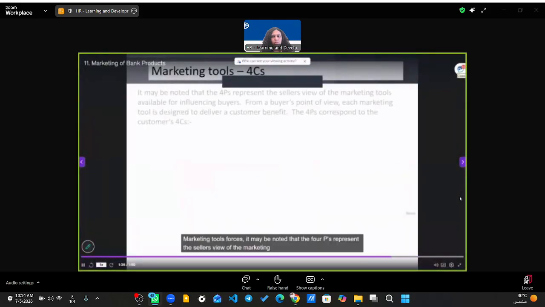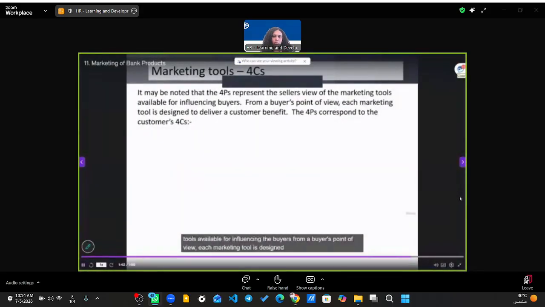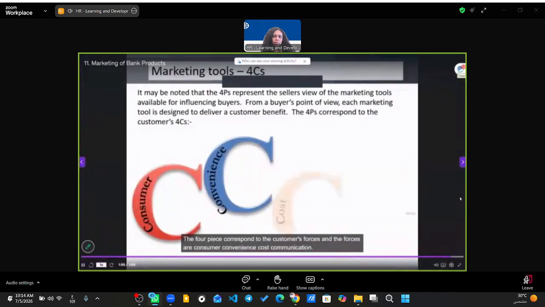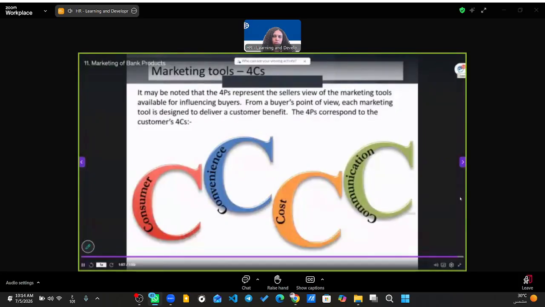Marketing tools, 4 Cs. It may be noted that the 4 Ps represent the seller's view of the marketing tools available for influencing the buyers. From a buyer's point of view, each marketing tool is designed to deliver a customer benefit. The 4 Ps correspond to the customer's 4 Cs, and the 4 Cs are consumer, convenience, cost, communication.